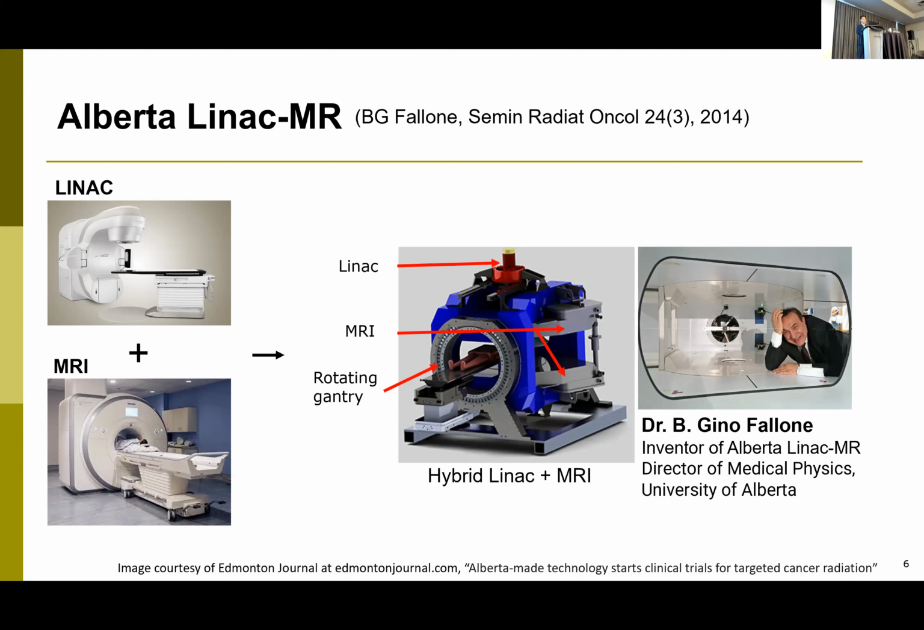This one that I'm showing here is called the Alberta linac-MR. So you have the linear accelerator at the top, and then you have the MRI on a rotating gantry. So we can shoot the beam from different angles, right? This was invented by this gentleman here, Dr. Jihyun. He's also the director of medical physics at the U of Alberta. He's quite happy in this picture because this was the day that we treated the first patient in his machine at the Cross Cancer Institute, right?